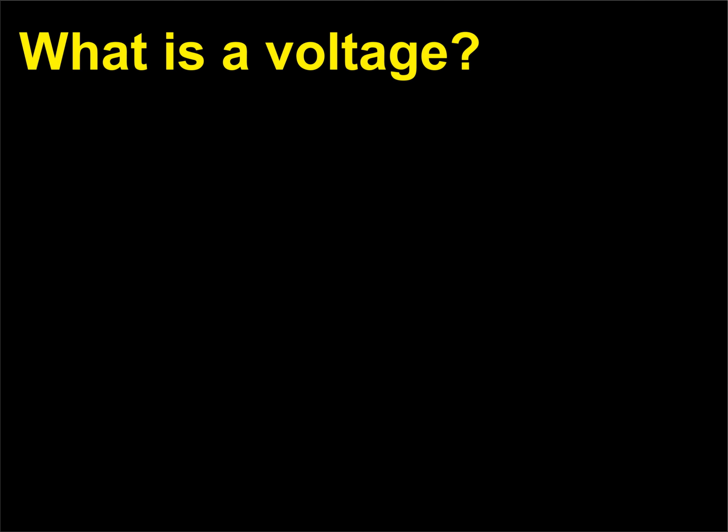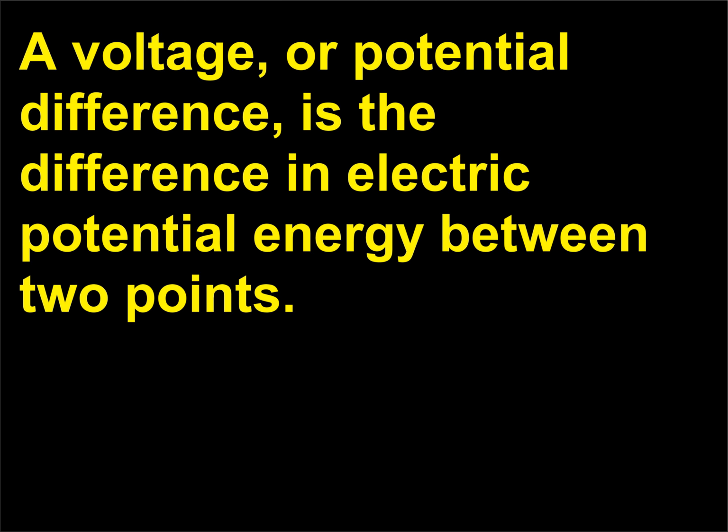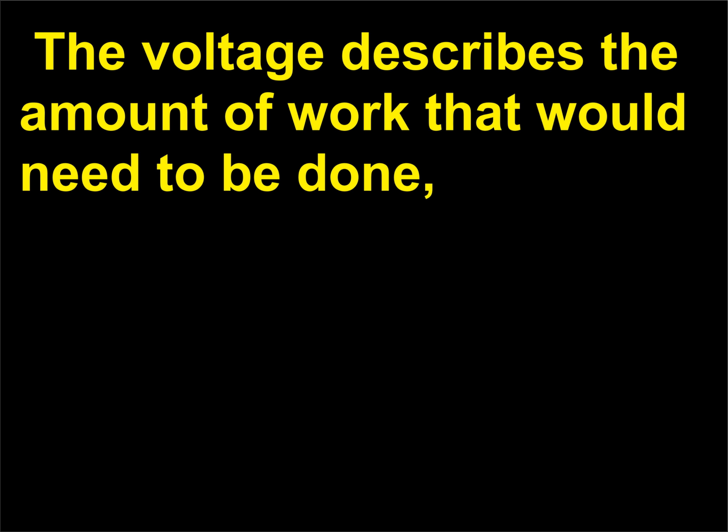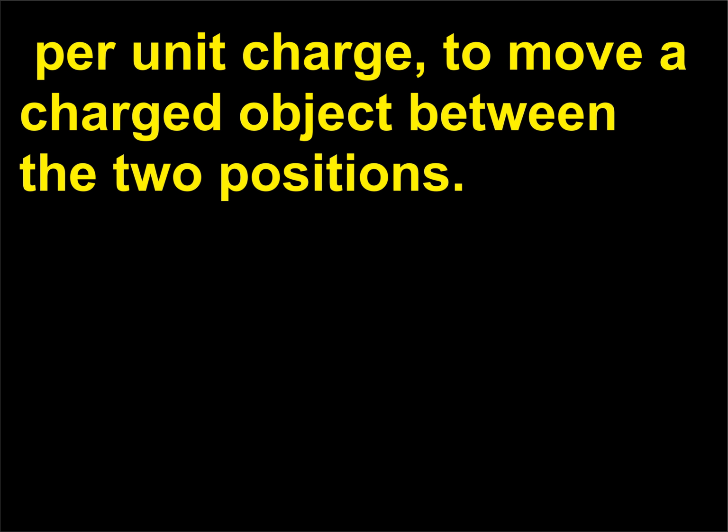What is a voltage? A voltage, or potential difference, is the difference in electric potential energy between 2 points. The voltage describes the amount of work that would need to be done per unit charge, to move a charged object between the two positions.